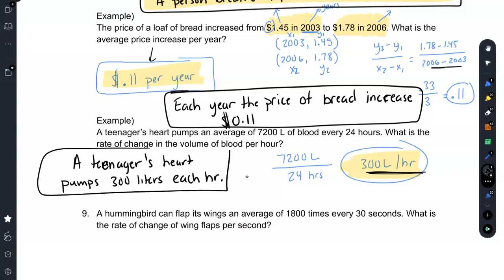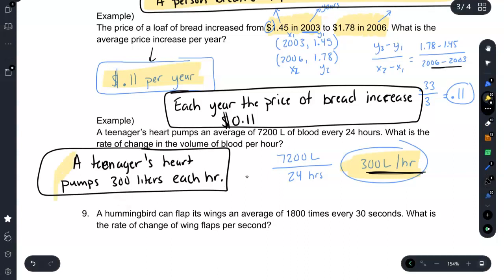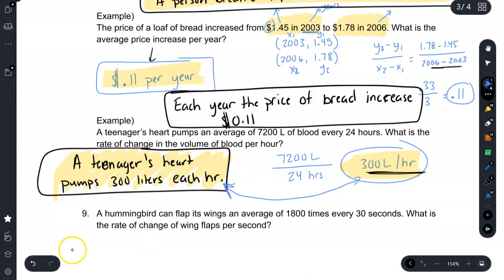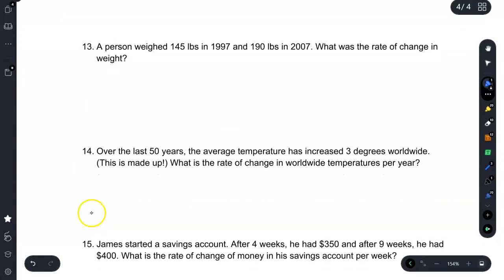So I'm not looking for yours to be worded exactly like mine, but I am looking for you to write this in a sentence. What we have mathematically over here, I want you to write it in a sentence over here. So I'm going to leave the rest for you to do. You have numbers 9 through 15.